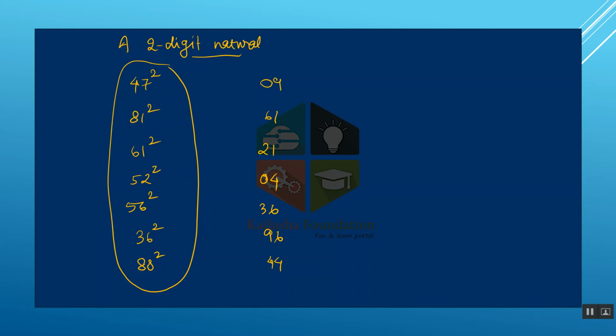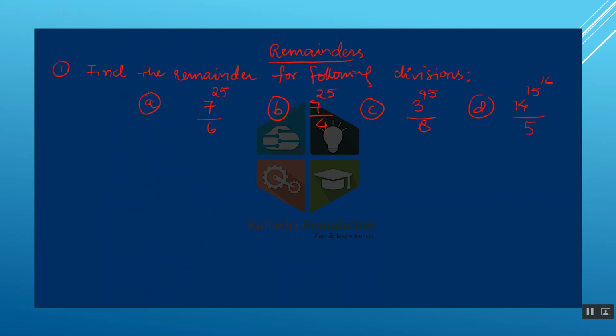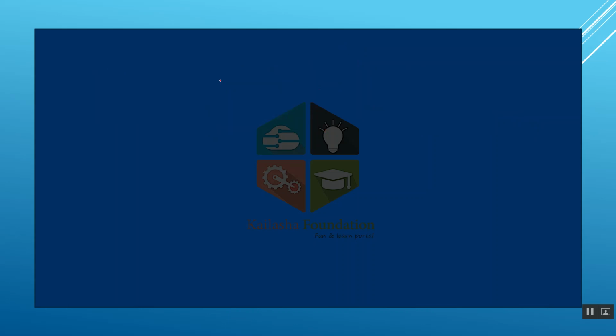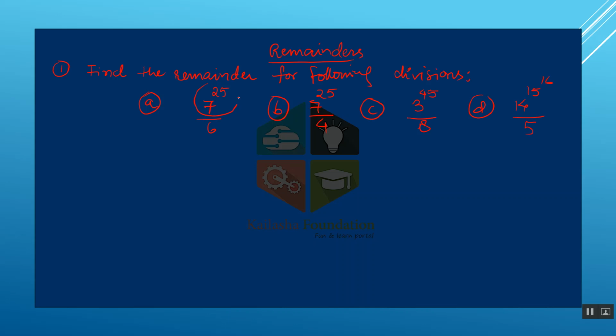Now we have to learn remainders. These are a few questions in front of you from the topic remainders. 7 is completely okay, but 7 raised to the power 25 when it is given, we don't know much about this. And now we have to find the remainder when 6 divides this. This large number is divided by 6 and we have to find the remainder. We don't know this number, so we can't perform actual division, and hence we can't find the remainder directly. So there must be a technique.